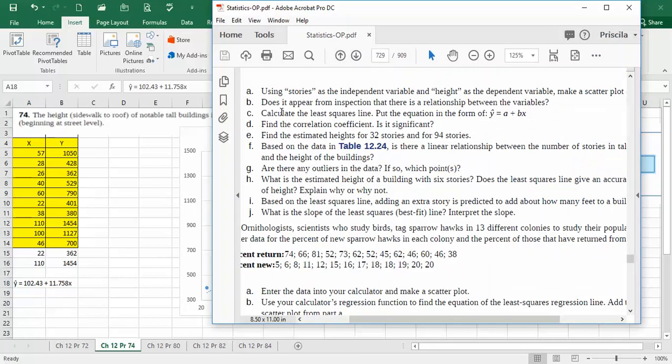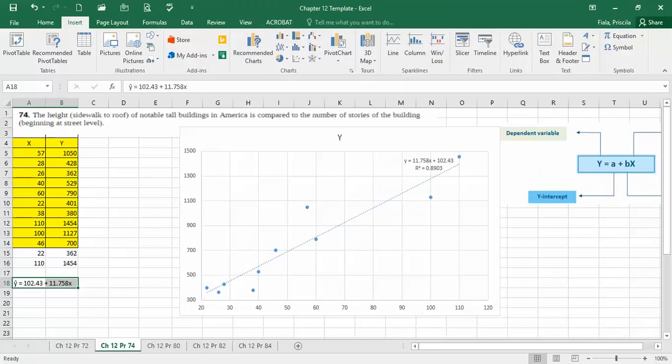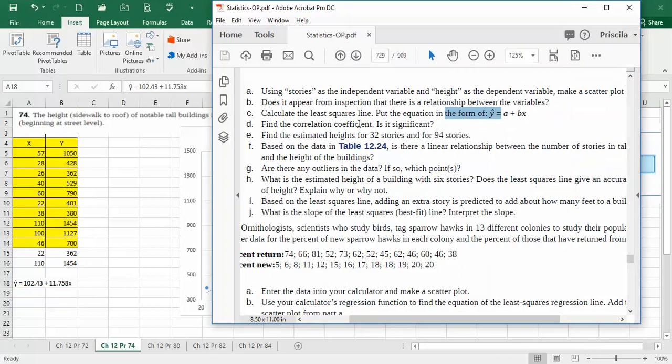Okay. B, does it appear from inspection that there is a relationship between the variables? Yes, it definitely appears. We see that it seems to have a strong positive correlation, or actually in this case it is asking relationship. Okay, so C, calculate the least square line, which is the line of best fit, and put in the equation in the form which I just did right here. D, find the correlation coefficient.